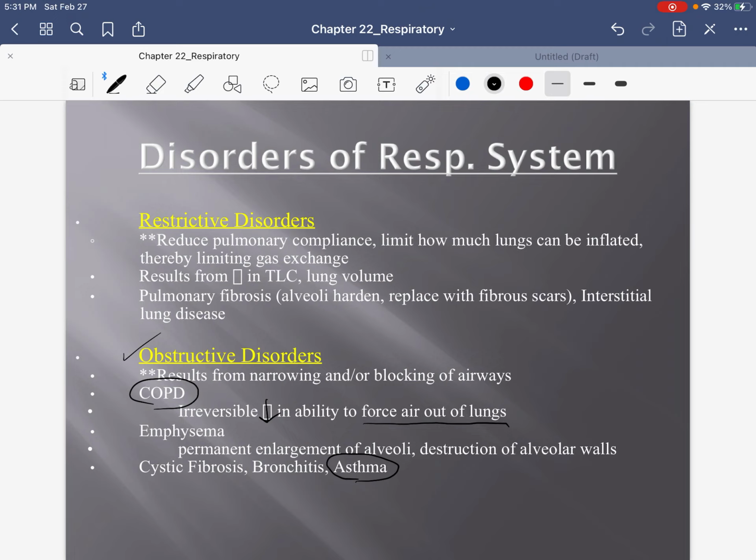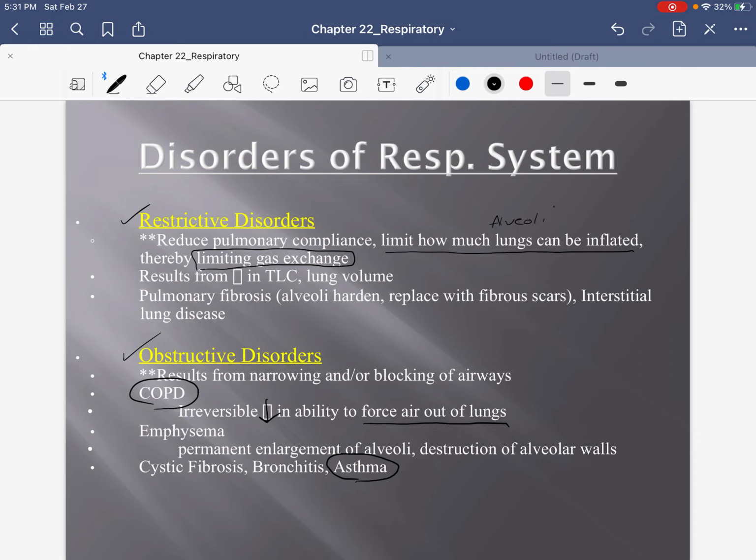And then if a disorder is not obstructive, it's most likely restrictive. The fancy word for this is that it reduces pulmonary compliance. What it has to do is it limits how much the lungs or alveoli can be inflated. And as a result, it limits gas exchange. So the problem in a restrictive disorder isn't that the airway is compromised. The problem is actually in the respiratory zone, the places where we're trying to exchange gases.